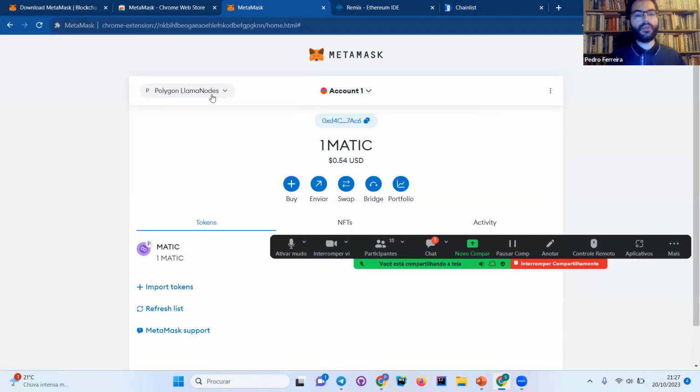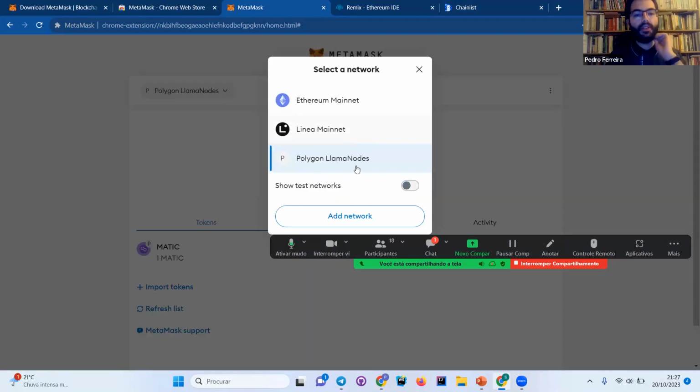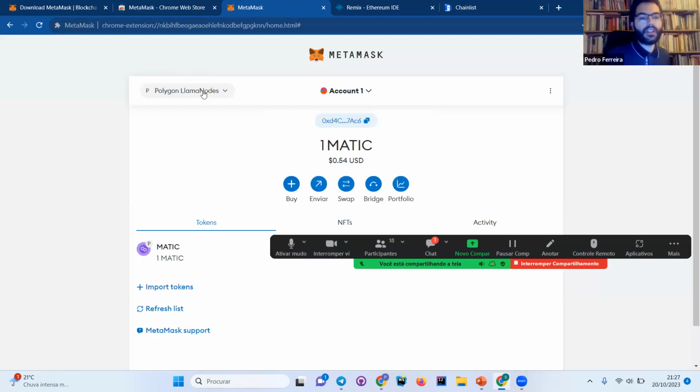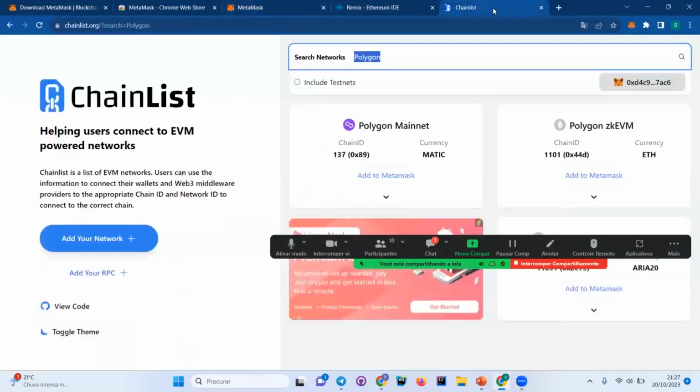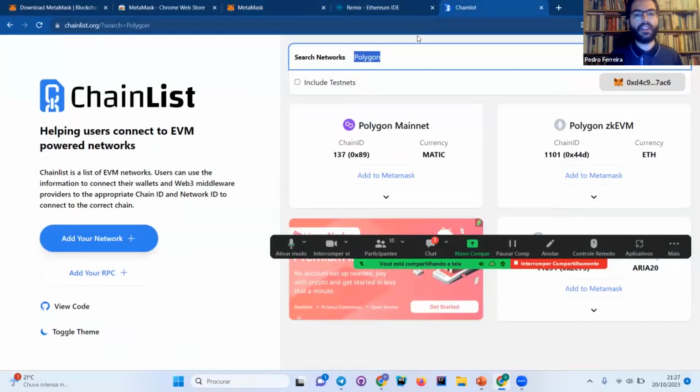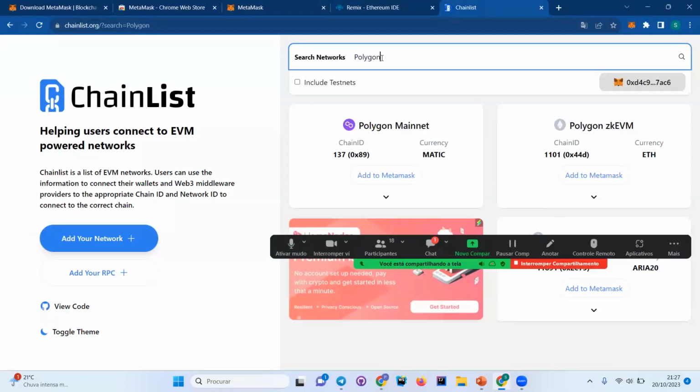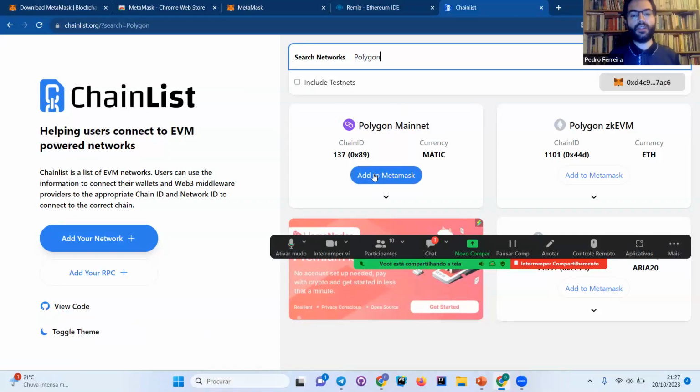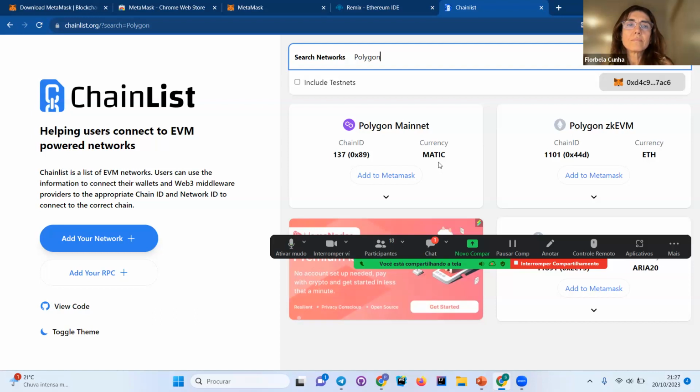Okay. Have you connected to Polygon? No. Then go to this website that I also placed in the chat. Search here Polygon, just like I did. Then it shows up here, Polygon mainnet. Click connect to MetaMask or connect to wallet. It will show up something like that.